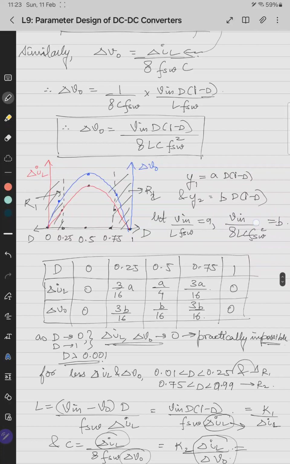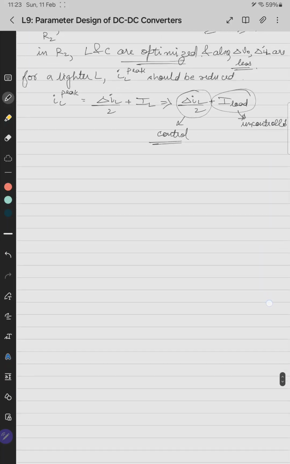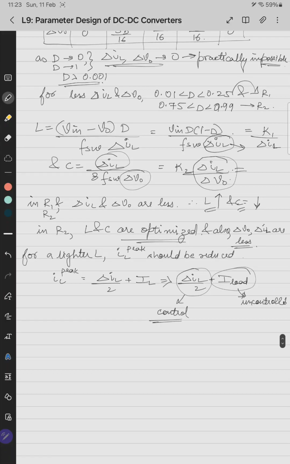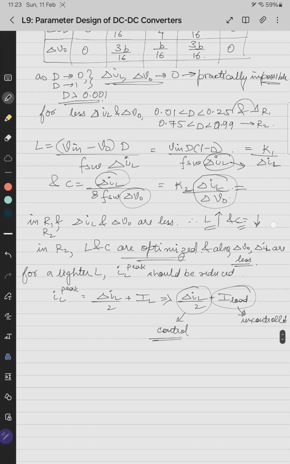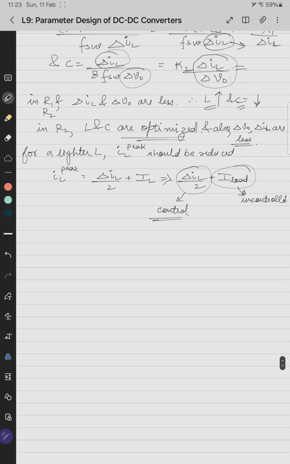Delta IL is a function of input voltage, duty ratio, and L by switching frequency. Given that V in, L, and F switching are constant or fixed, IL is only a function of D into 1 minus D. That is where we have to see only the region in which it operates. Assuming there are no non-idealities, there is no direct relation between I load and D.